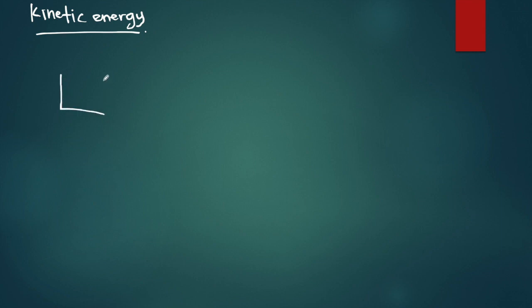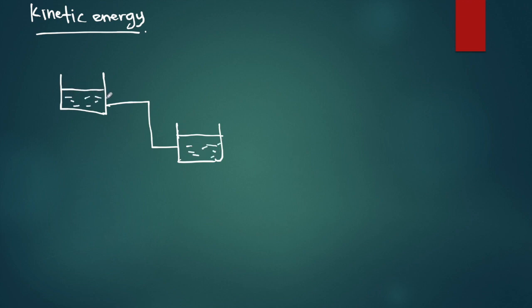Okay, for the closed end, it has its own value of pressure. So now let's focus on kinetic energy. I will not focus anymore on pressure energy. So the first example, we have one tank that flows to the second tank, and you want to find the elevation z from point 1 to point 2.